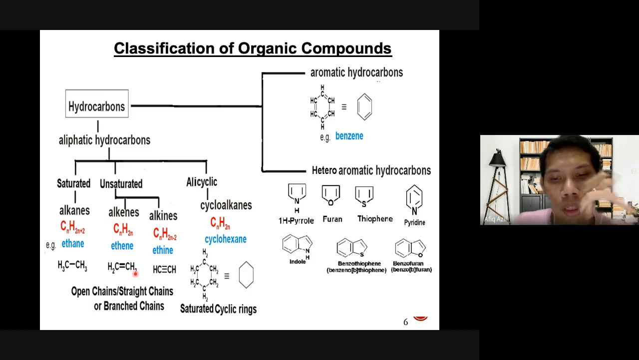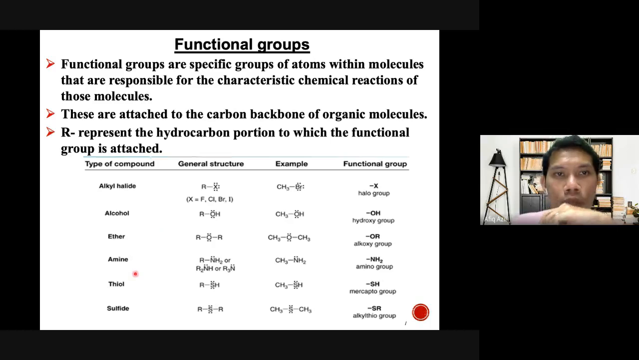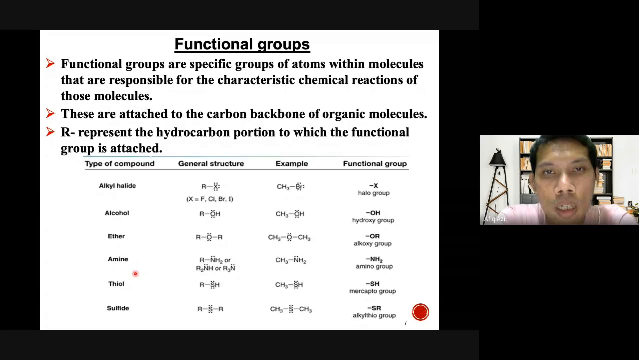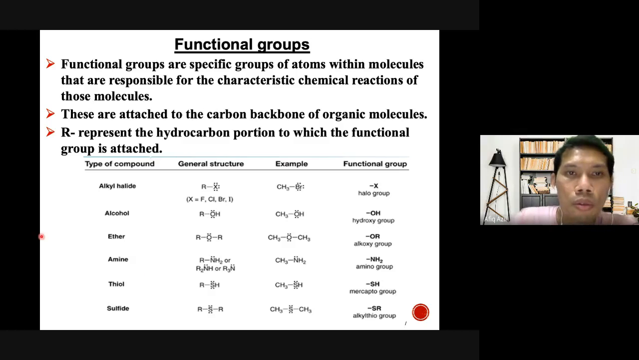So what are functional groups? Functional groups are groups of atoms or atoms that are attached to the molecules. These atoms or groups of atoms will give different characteristics to that particular organic compound, and hence they will behave differently in chemical reactions. They are attached to the carbon backbone of the organic compound or organic molecules.